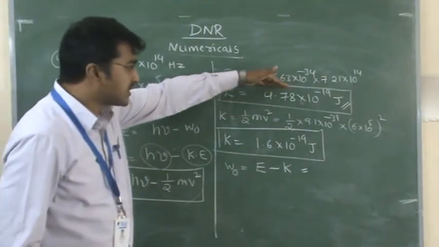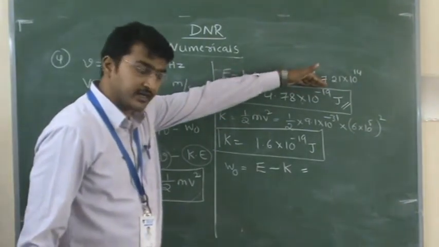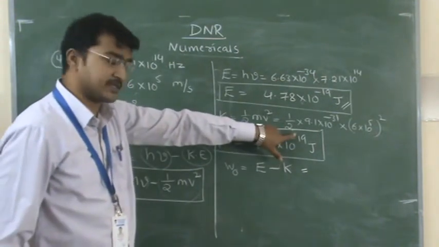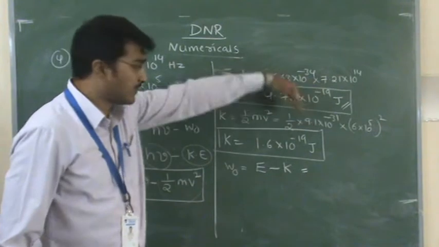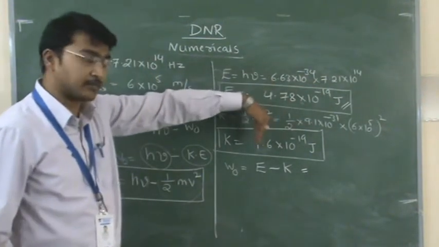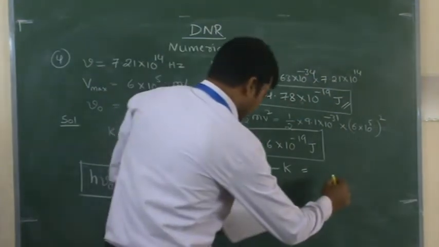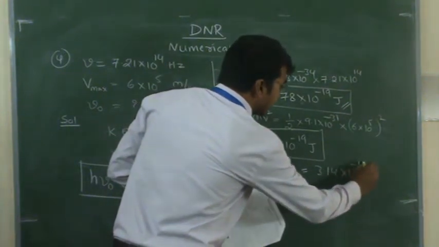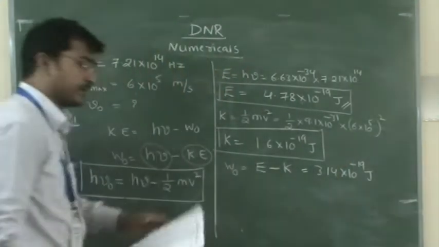So 4.78 into 10 to the power of minus 19 minus 1.6 into 10 to the power of minus 19. So these powers are same. So 4.78 minus 1.6, you will get that. So make a note of it: 3.14 into 10 to the power of minus 19 joules. Please make a note. You will continue.